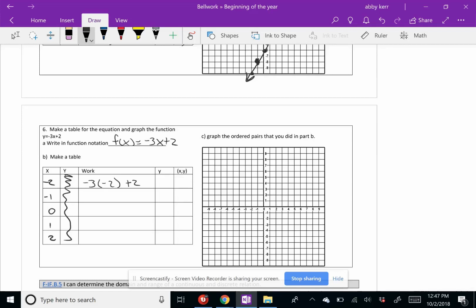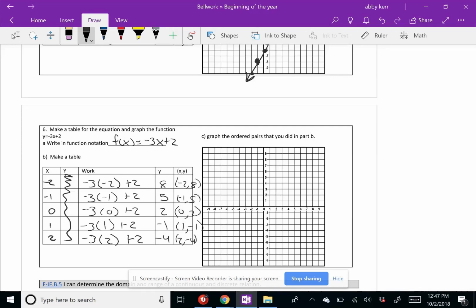So negative 3 times negative 2 is 6, plus 2 is 8. So then I have negative 2 comma 8. Negative 3, parentheses, negative 1 plus 2. So that's 3 plus 2 is 5. Negative 3 times 0 plus 2 is 2. Negative 3 times 1 plus 2 is negative 1. Negative 3 times 2 plus 2. So negative 3 times 2 is negative 6, plus 2 is negative 4.